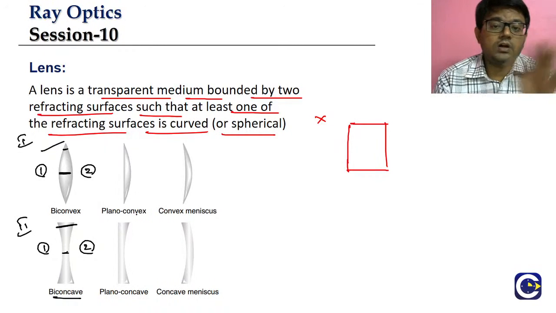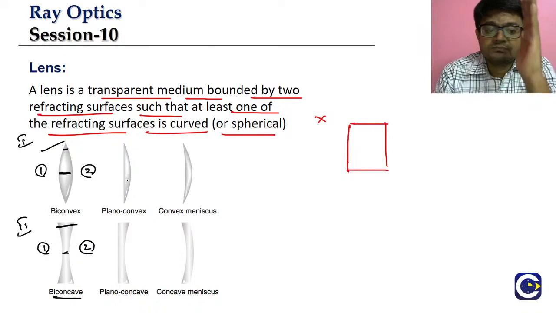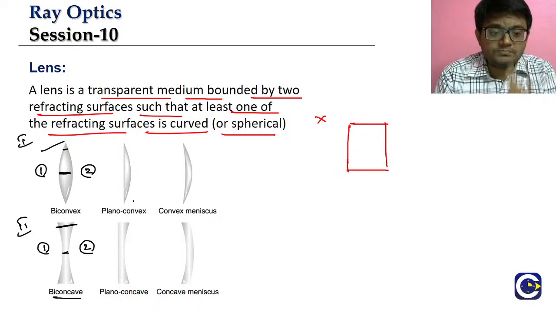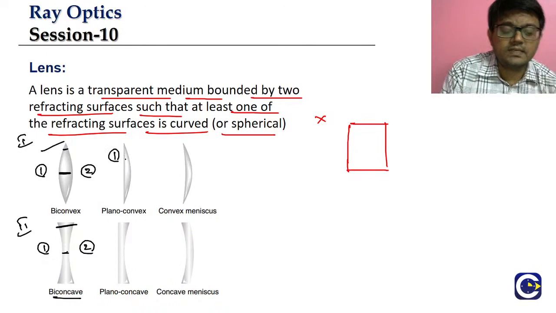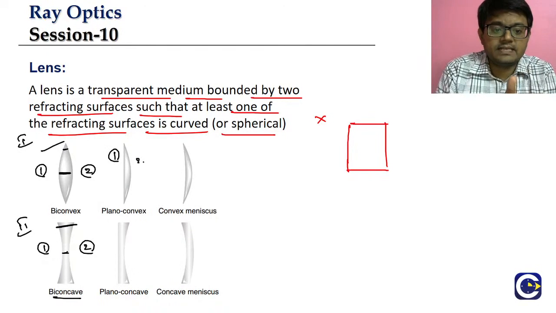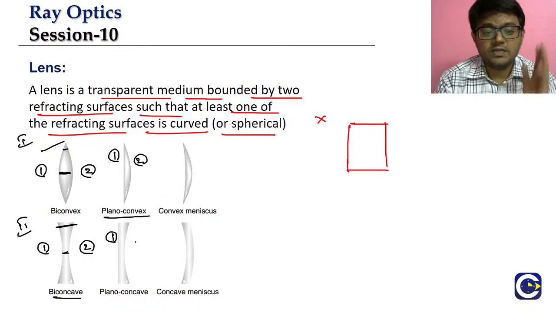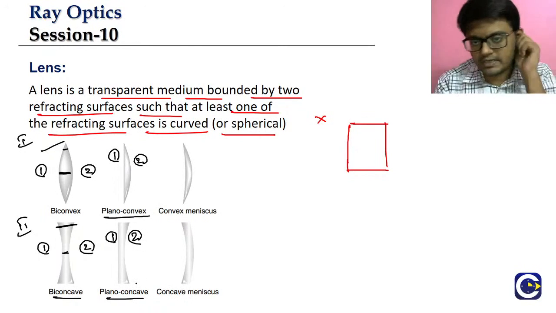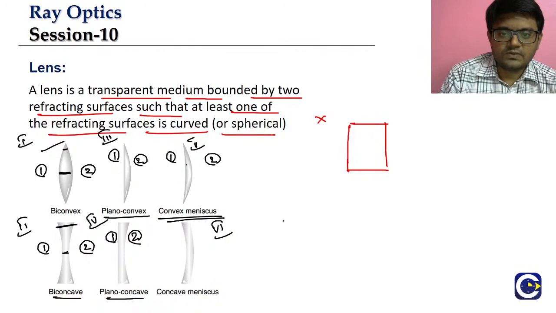Then we can also have one surface which is plane, other surface is convex. So we'll call it as what? Look at this. The first side we'll see a plane, second side we'll see convex. So we'll call it as what? Plano-convex. If on one side you have plane, other side you have a concave, we'll call it as what? Plano-concave.